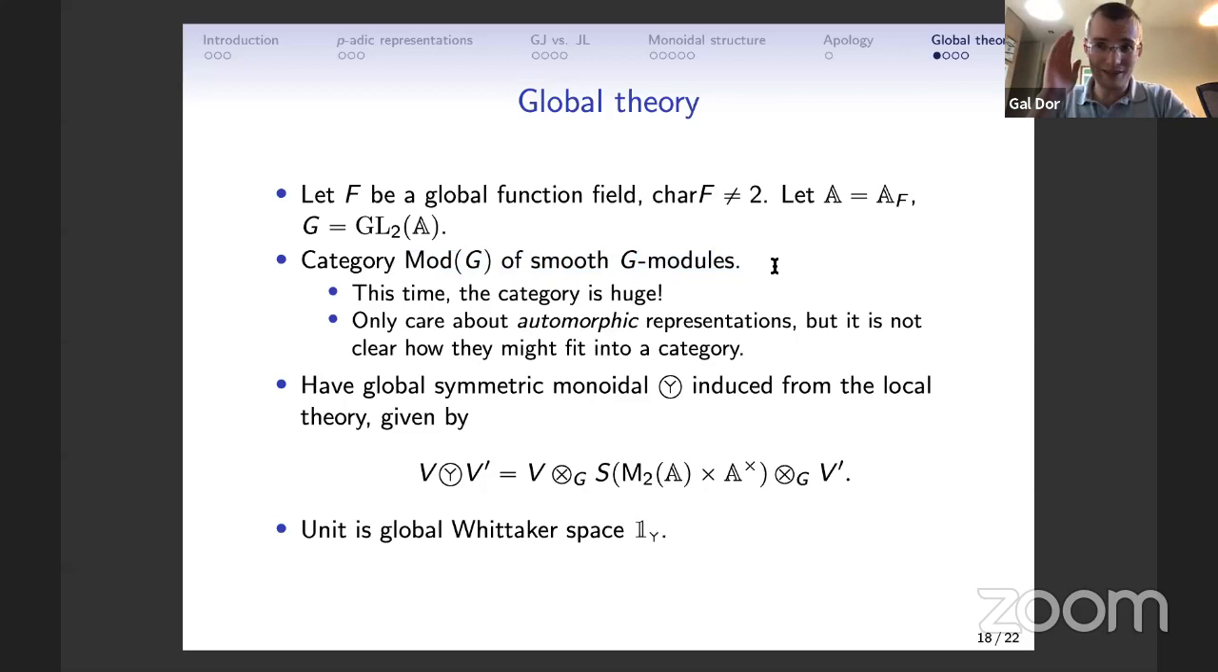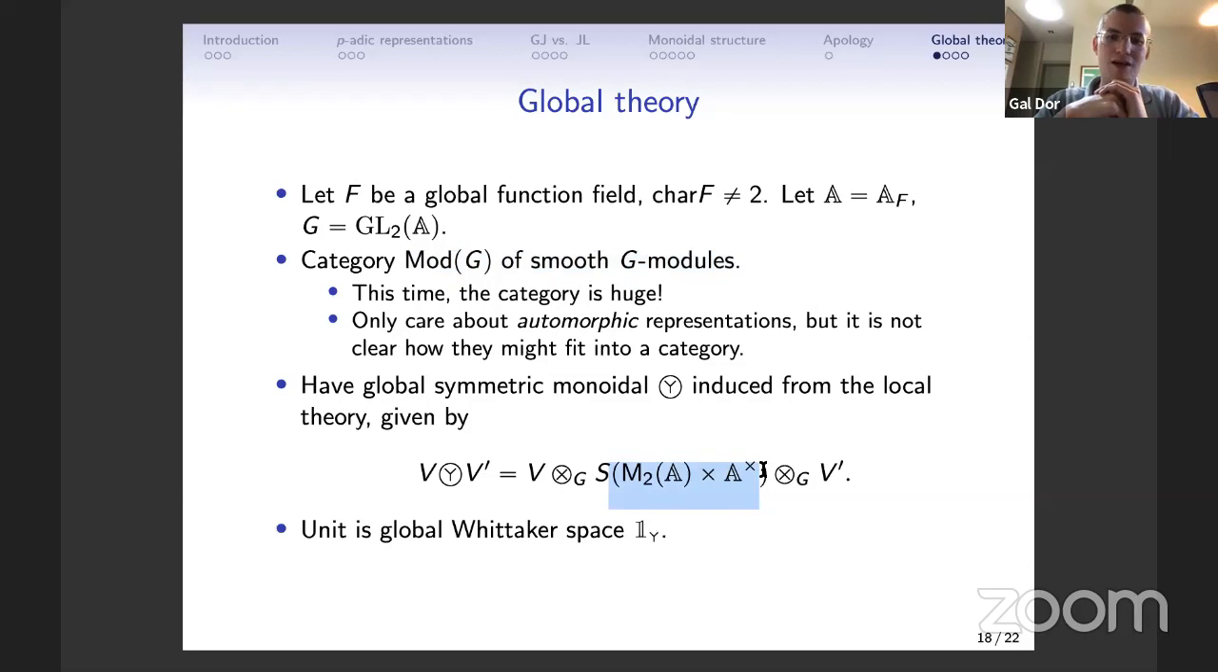Now, for the moment, even though it's awful, bear with me. Let's just try and see what we can say, and maybe we will be able to salvage something from here. So we have this symmetric monoidal structure in the local case, and all of the constructions using the Weil representation, etc., very easily generalize to the global case.